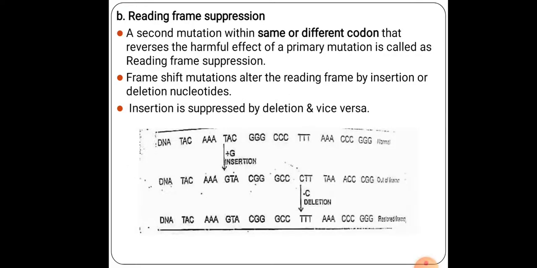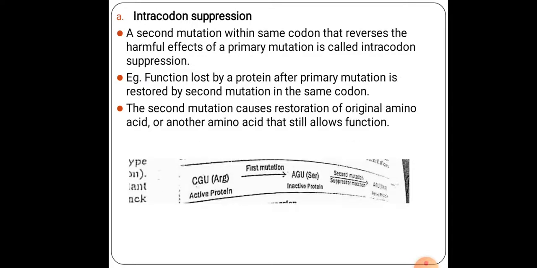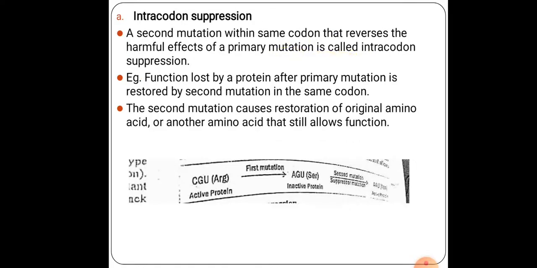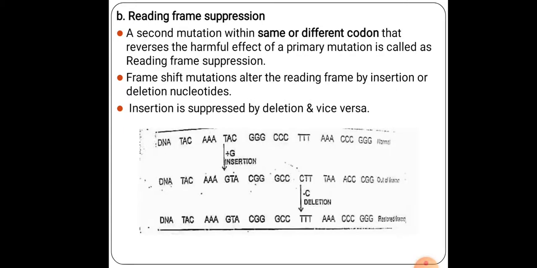Now the second one is reading frame separation. The first was intracodon separation, occurring in the same codon. Now the opposite of that is reading frame separation. A second mutation within the same or different codon, that reverses the harmful effect of the primary mutation, is known as reading frame separation. That means a second mutation occurs on the same gene, on the same or a different codon, it reverses the effect of the first mutation and restores the function as before.